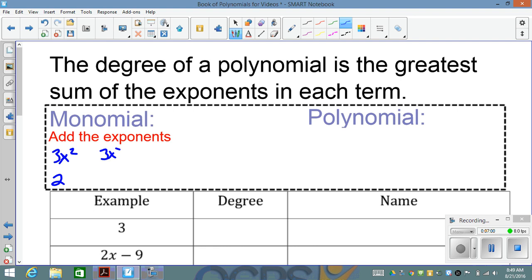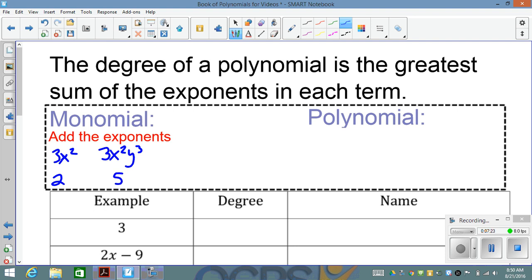If I have 3x squared y cubed, this time I need to add my exponents. 2 plus 3 is 5. So that one has a degree of 5.